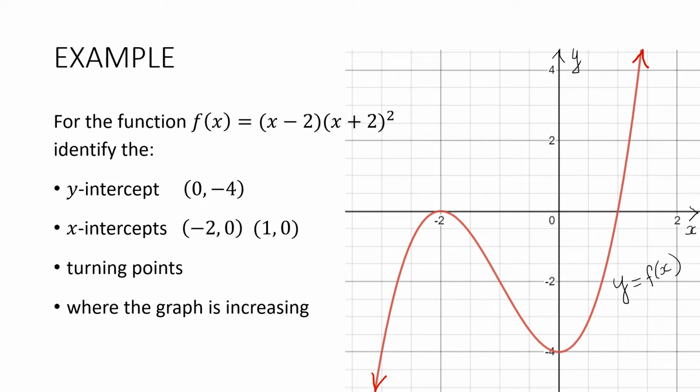The turning points, that's where the graph turns around. So that's here and here. So that's (-2, 0), and (0, -4). And finally, where the graph is increasing. So as we're going from left to right, where is the curve going upwards? And that's all of this part here. So x is less than -2, and all of this part here. So x is greater than 0.